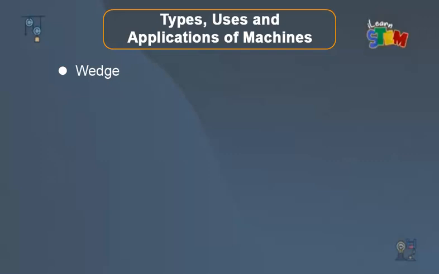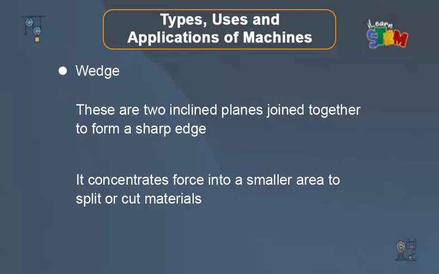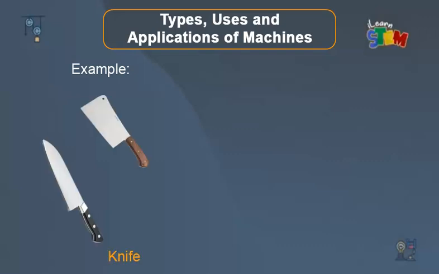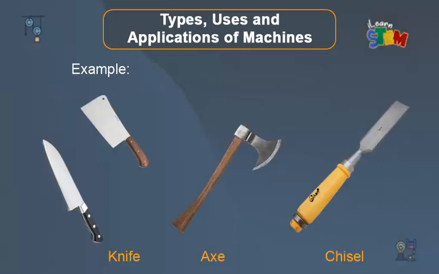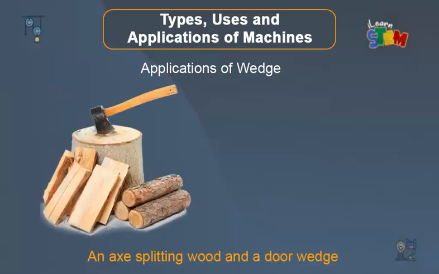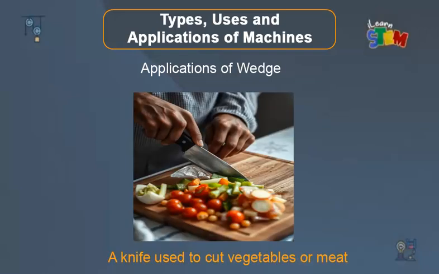Next we have wedge. These are two inclined planes joined together to form a sharp edge. It concentrates force into a smaller area to split or cut materials. Examples: knife, axe, and chisel. Applications of wedge. The blade of an axe is a wedge used for splitting wood. A wedge-shaped object is used to keep doors open by wedging under the door. Food preparation. A knife, when applied to vegetables or meat, acts as a wedge that helps divide and cut it in bits.